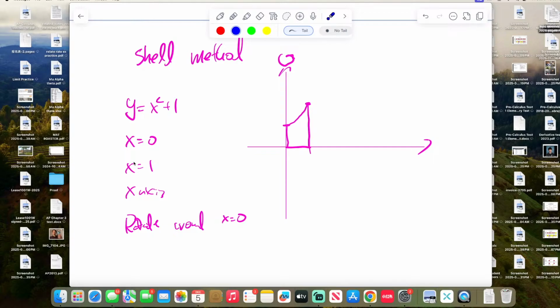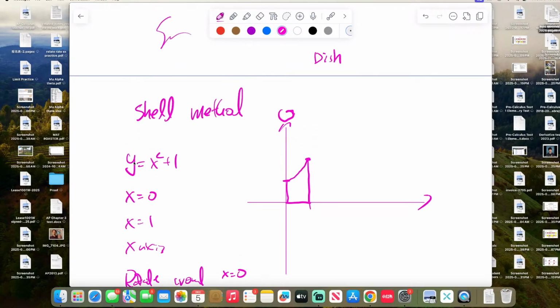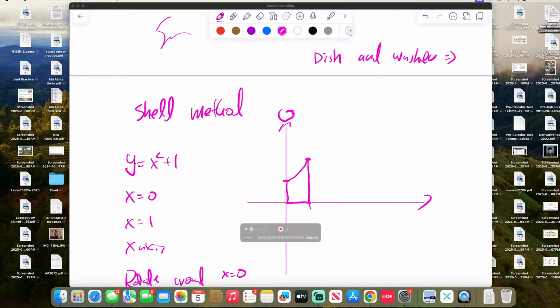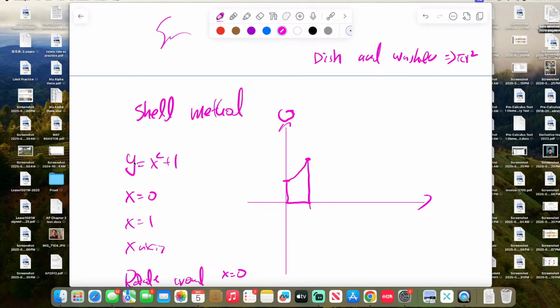It turns out, disc and washer is based on pi r squared, right? But you say, wait, is there any other equation that deals with a circle? 2 pi r. Okay, so can I somehow deal with 2 pi r? Not 2 pi r squared, 2 pi r. That's just the inherent derivative of it.